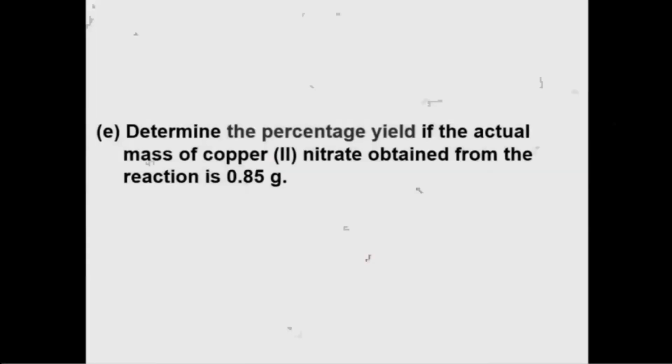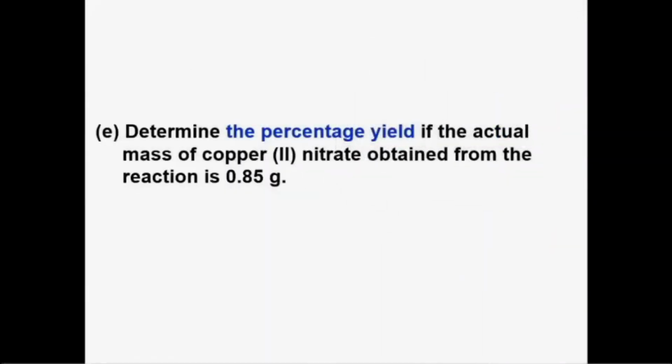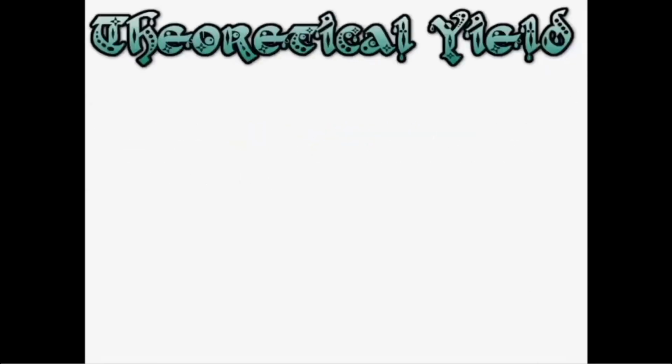Ladies and gentlemen, we have come to the last question of the day. Alright, question E. Determine the percentage yield if the actual mass of copper II nitrate obtained from the reaction is 0.85 grams. Alright guys.